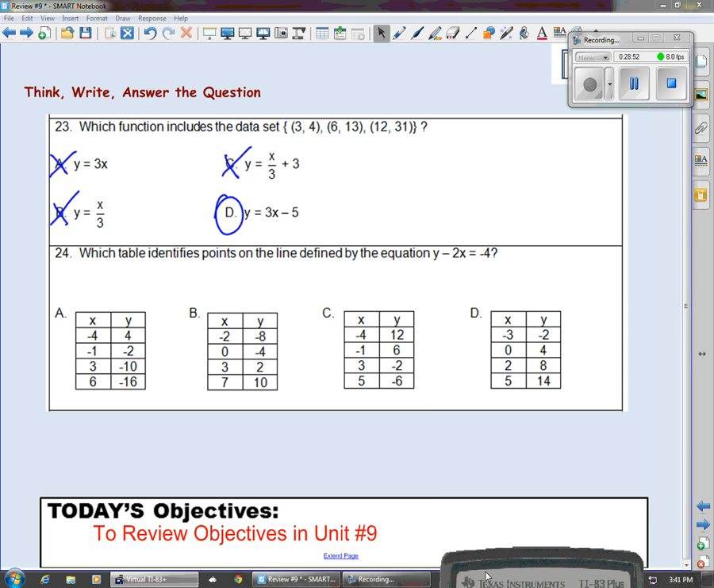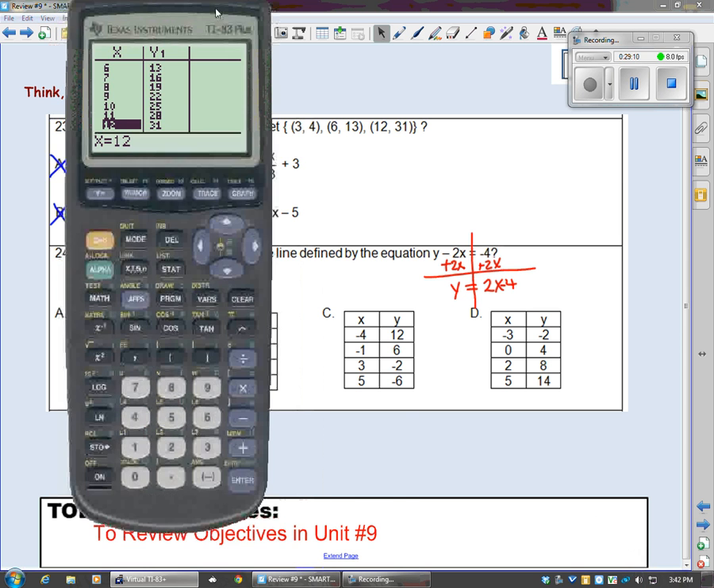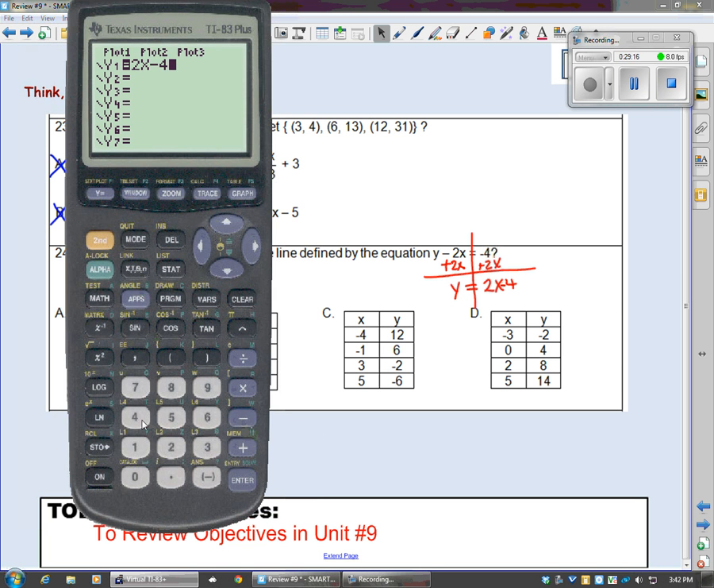Let me move this down. Which table identifies the points on the line defined by the equation y minus 2x equals negative 4? Again, get this in y equals format. So you have y equals 2x minus 4. Type that in on your calculator. Y equals, let me clear that, 2x minus 4. I'm going to go to my table.